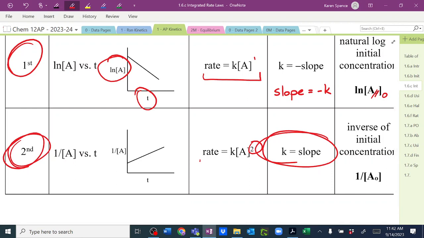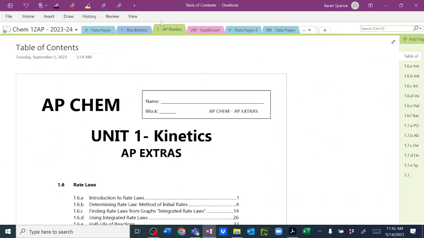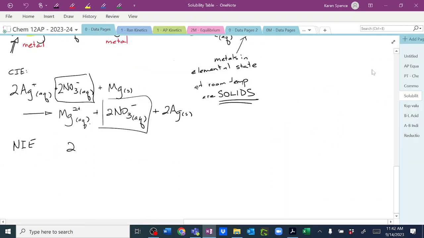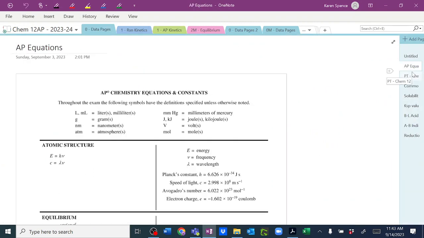Now, if you're like, how am I going to remember that it's 0th order if I get a straight line with A versus t? And how am I going to remember that it's first order if I get a straight line with ln A versus t? And how am I going to remember that it's second order if I get a straight line with 1 over A versus t? Well, guess what? Is your sheet yellow? Your yellow AP equation sheet.